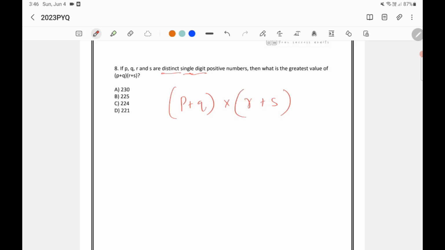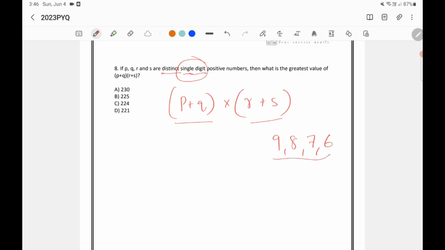So here we know that if the values of P, Q, R and S are greater, then the value of (P plus Q) into (R plus S) will also be greater, right? So we need to look into those digits. We know that they are single digits, right? So we need to take the largest digits. So we can take 9, 8, 7 and 6 because they are distinct. They cannot be the same number, right? So we can take 9, 8, 7 and 6.